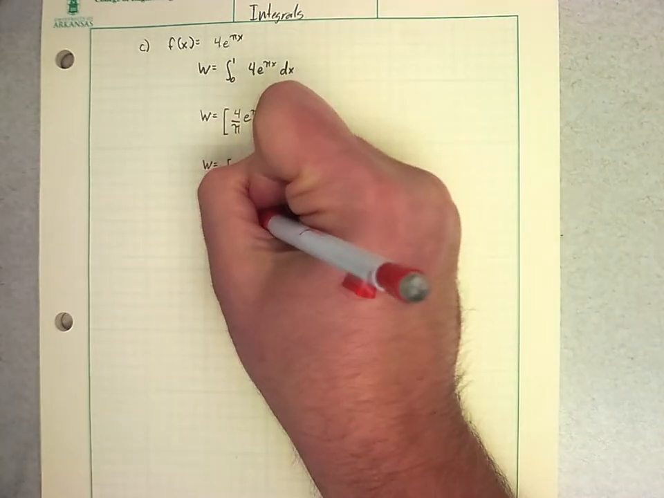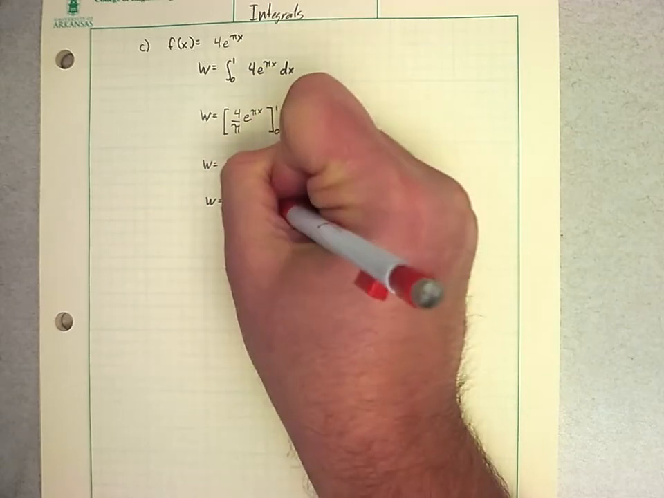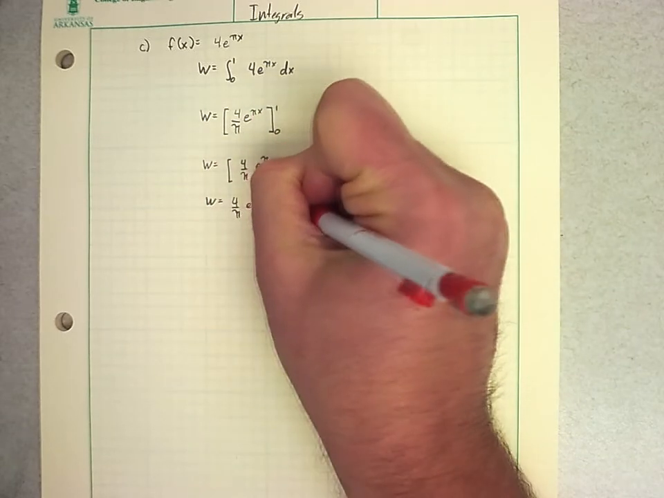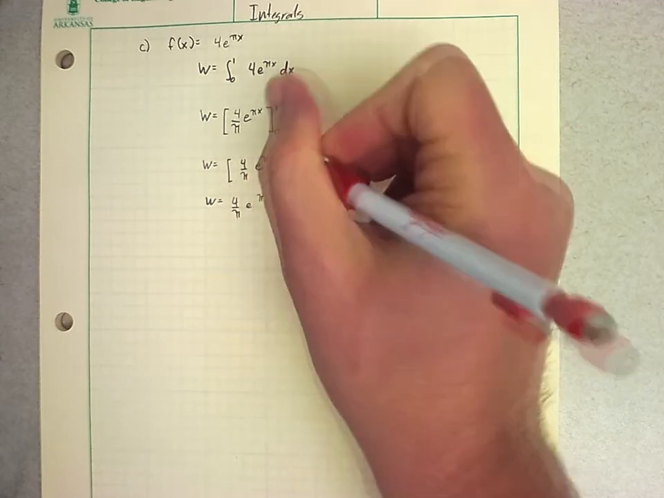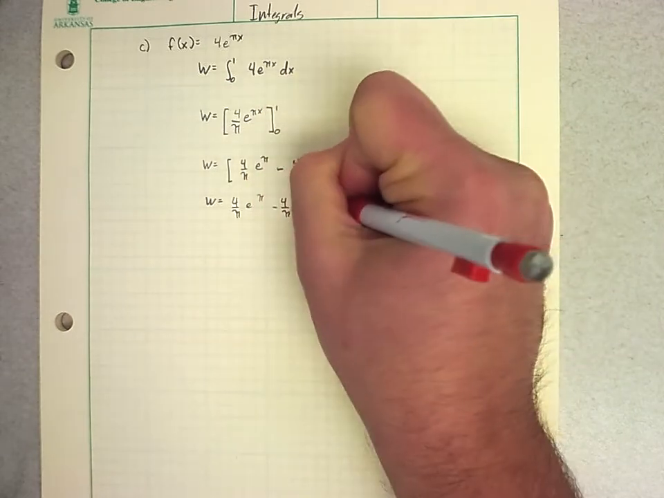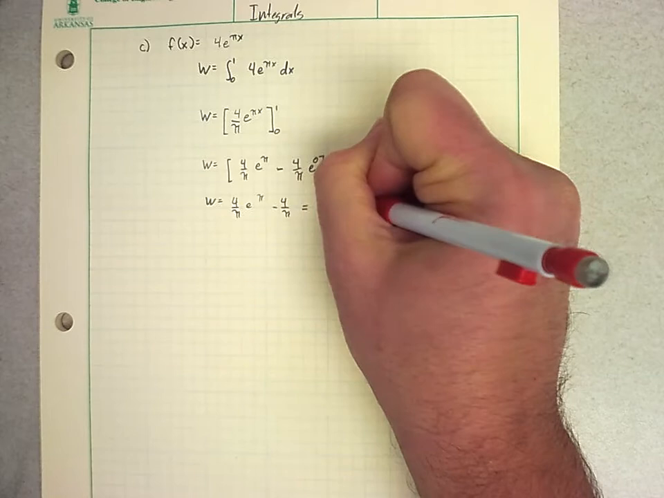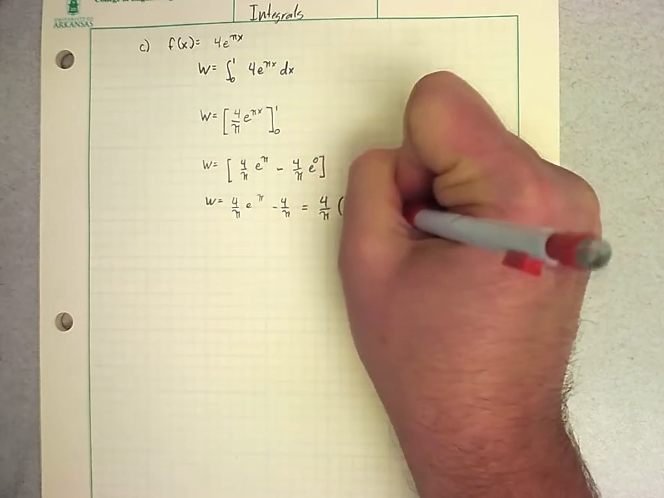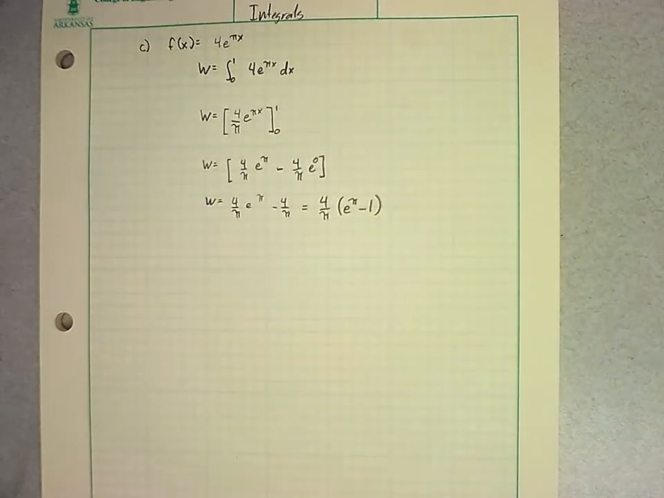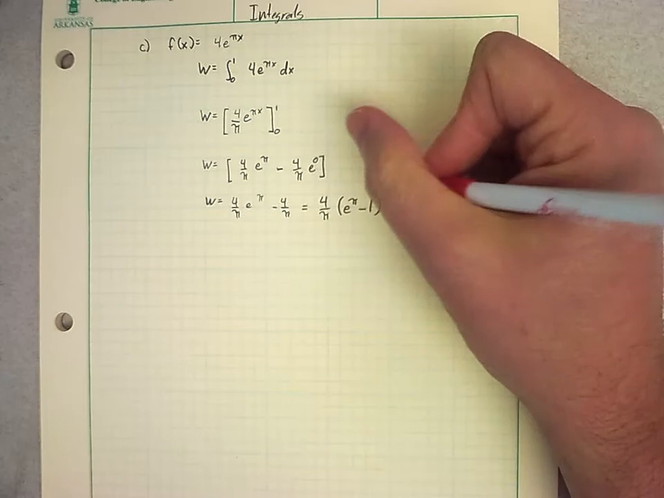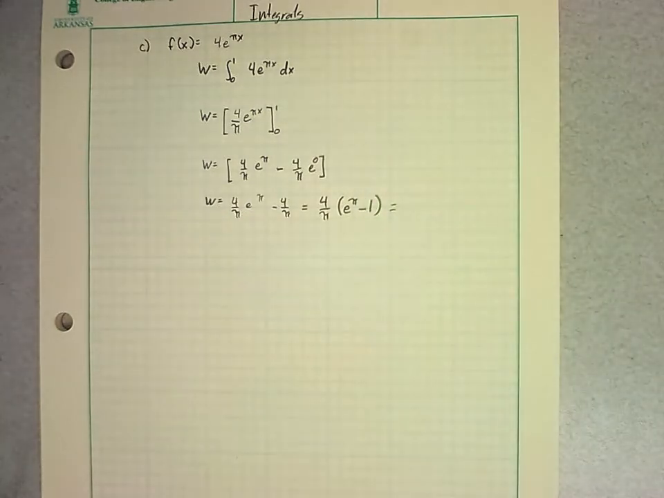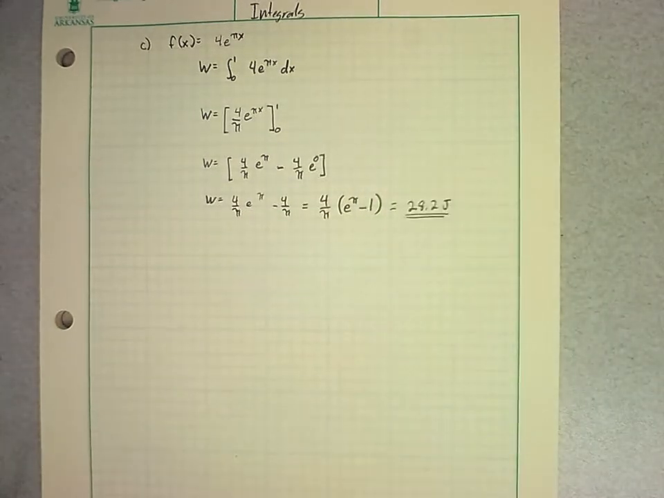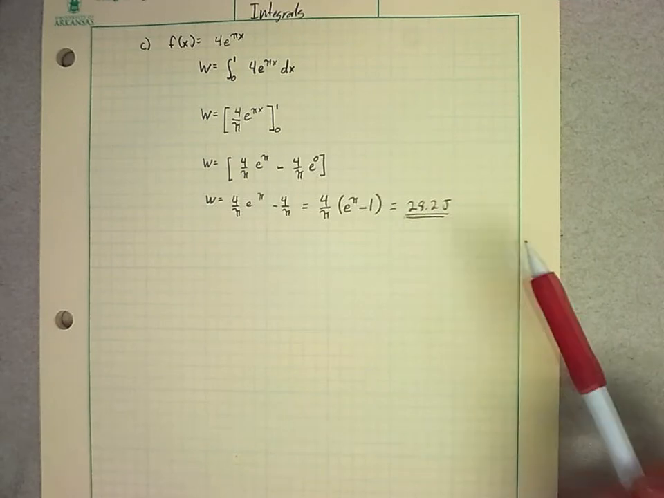So we end up with 4 over pi times e to the pi minus 4 over pi, or we could factor that out and make it look a little bit nicer. It could look something like that. And again, very nice if you want a perfect mathematical expression, but in engineering, we probably want to get that into a decimal, so we'll throw that into our calculator. And when we do that, we get 28.2 joules.